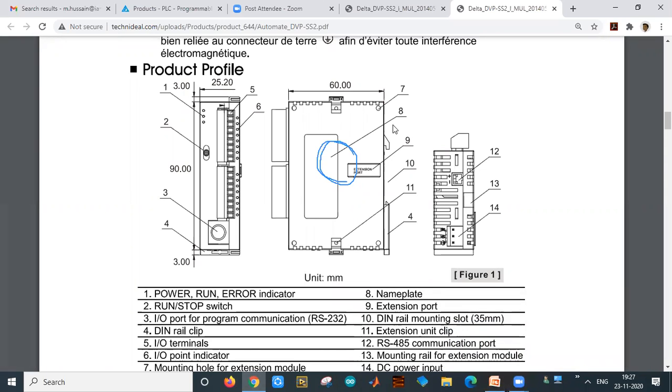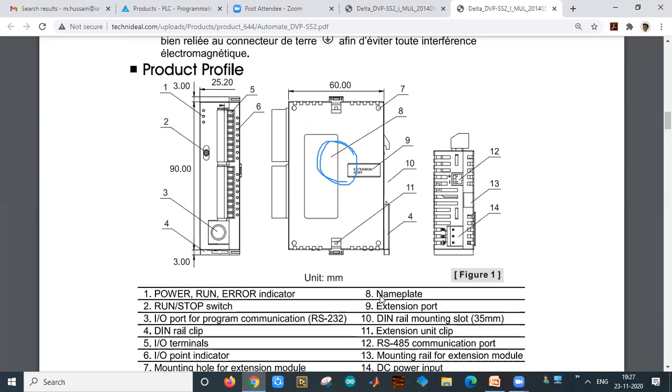Here number 8 represents the nameplate for a particular PLC. The ninth one, as I said, is the extension port, and the 10th one is again the DIN rail mounting slot. The 11th one is the extension unit clip. That means if your extension module is connected to this one, this is the clip which is used to make it tightly fitted.